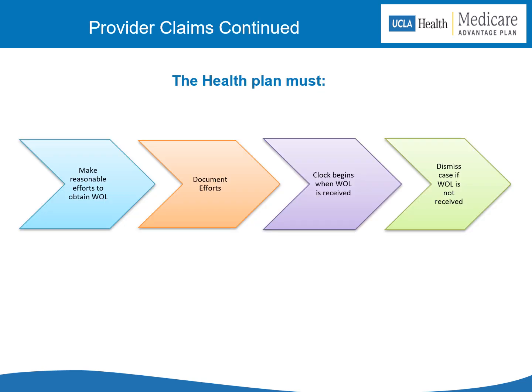Continuing on with our provider disputes, provider claim appeals, once we get a reconsideration request for a claim appeal, we, the health plan, must make reasonable efforts to obtain the WOL. We need to document the efforts. The clock begins when the WOL is received. So once we get that waiver of liability form, that's when the 60 days starts. And if we do not get that form, we can dismiss the case. We will not proceed with an appeal case when the WOL is not received.